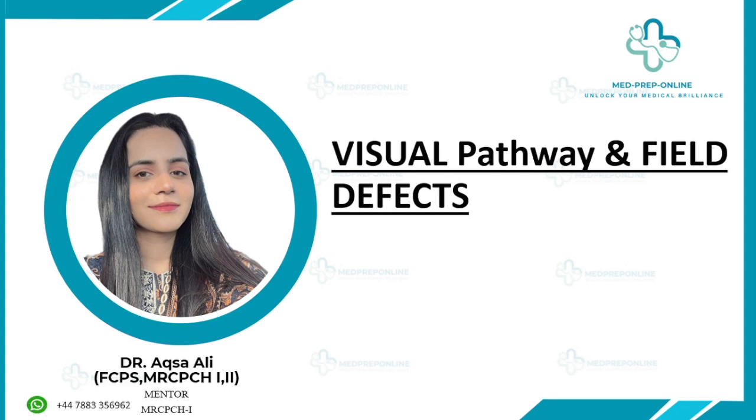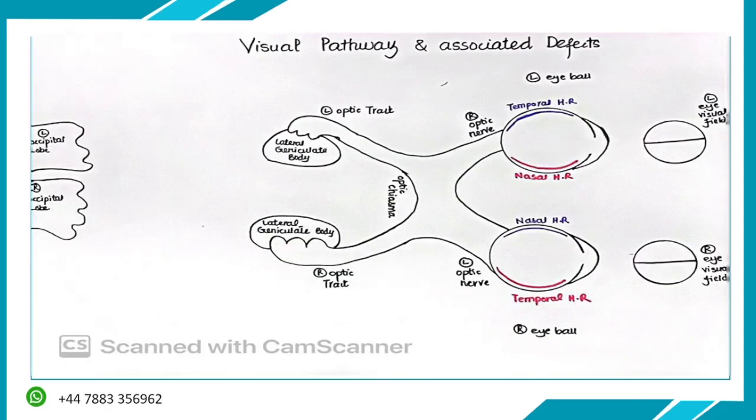Bismillahirrahmanirrahim. Assalamu alaikum. Today we are going to talk about the visual pathway and the visual field defects associated with it. What is the anatomy and the physiology of the optic pathway, and what are the different lesions associated with damage at different sites along the optic pathway, and what is it going to cause in the eye? What are the defects? So let's just start with it.